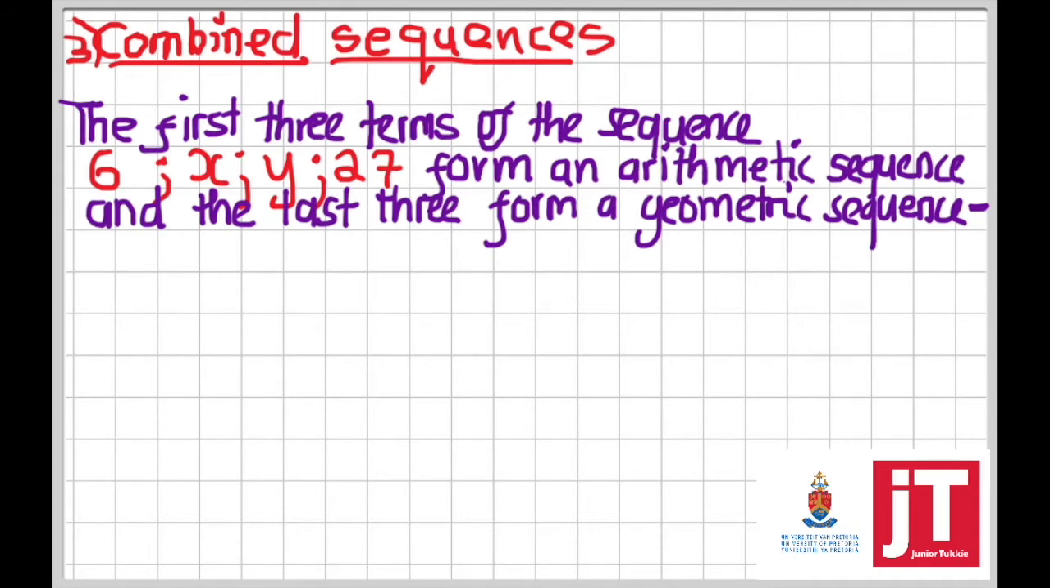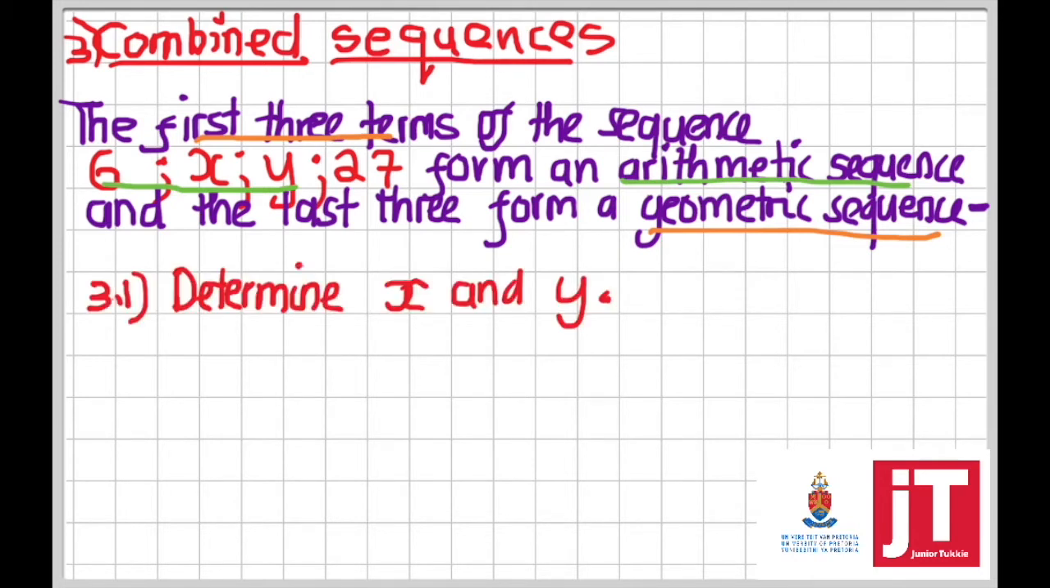The first three terms of the sequence 6, x, y, 27 form an arithmetic sequence, and the last three form a geometric sequence. So the first three are arithmetic, the last three are geometric. You can see I've underlined in green the first three representing the arithmetic, the last three representing geometric in orange.